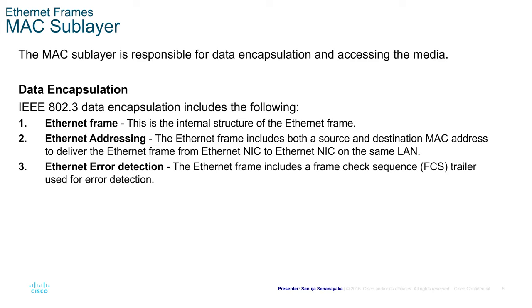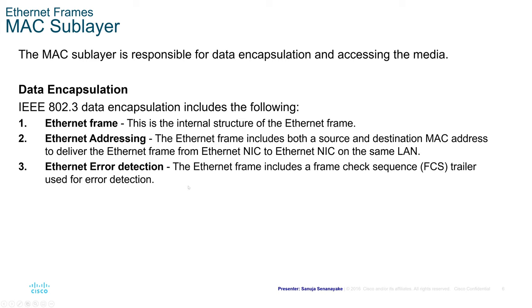MAC sublayer. The MAC sublayer is responsible for data encapsulation and accessing the media. Data encapsulation is defined in the IEEE 802.3 methodology that includes Ethernet frame, Ethernet addressing, and Ethernet error detection. The Ethernet frame is defined as the internal structure of the frame, while Ethernet addressing handles both the source and destination MAC address to deliver the Ethernet frame from one Ethernet network interface card to another on the same LAN. Remember, when you send packets from NIC to NIC, it should have a source and a destination address, and that information is taken care of by the Ethernet addressing.